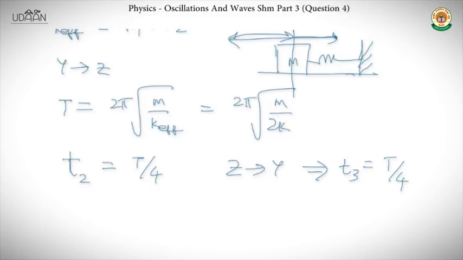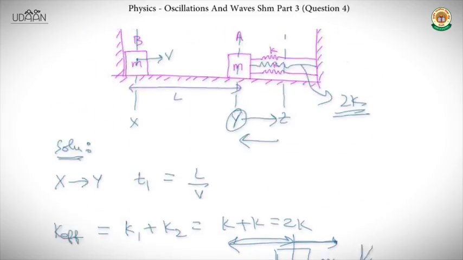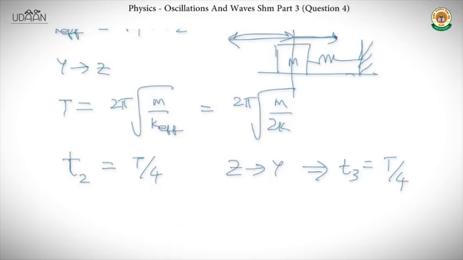Since it is completely elastic, the spring effect will not be there. If it is inelastic, both masses will be moving together. We have already said in the question that it is completely elastic, so B won't be sticking or that kind of thing. None of that will happen.